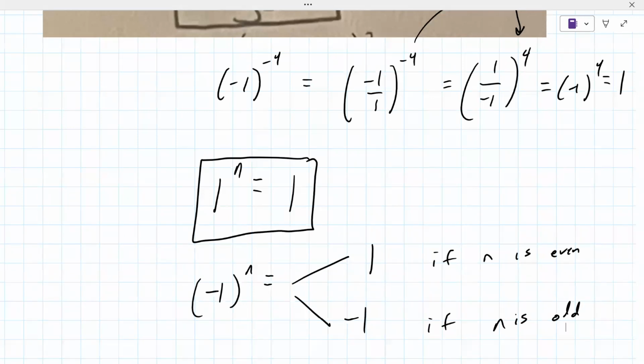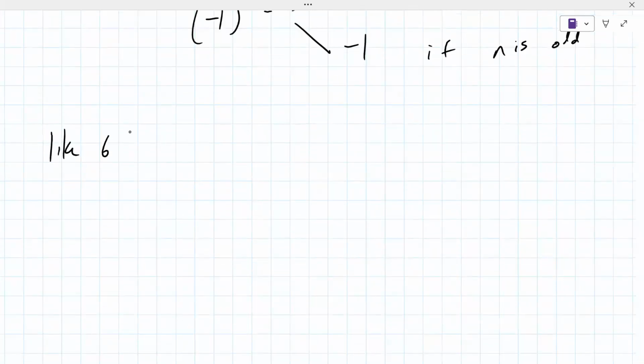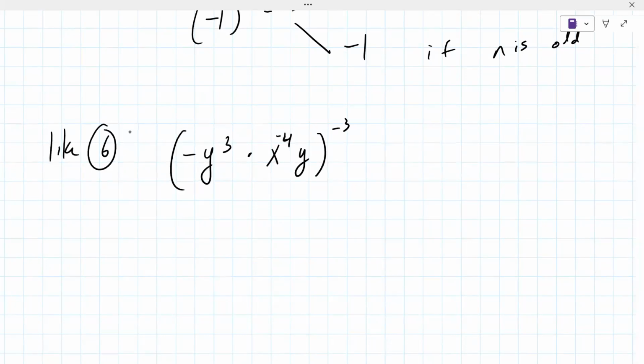Can I have another one like that, please? Sure. All right, so this is like 6. Let's go. -y cubed times x to the -4th y to the -3 power. So I'm going to step away for a moment and try working that out. I'll be back in about a minute. I'll check with you. Okay.